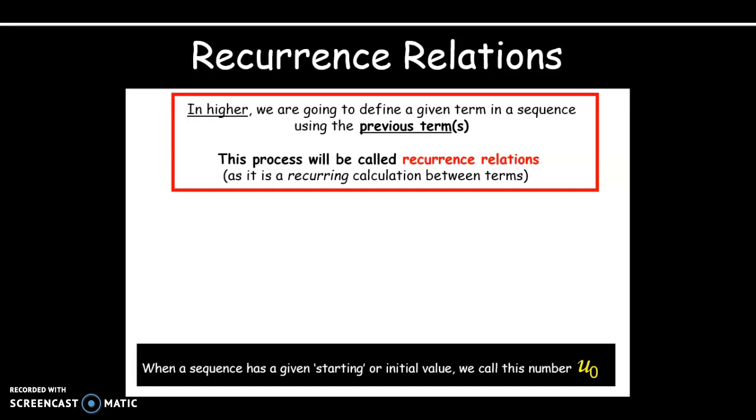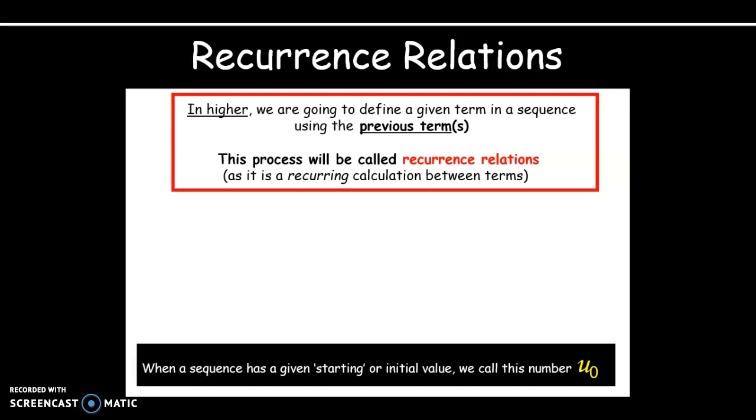We're going to start looking at recurrence relations. Now, recurrence relations are a way of describing a sequence of numbers like 3, 5, 7, 9, and so on. Recurrence relations use the previous term to describe or calculate the next term of a sequence.